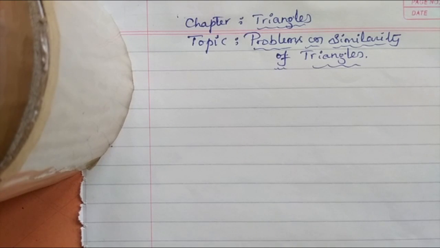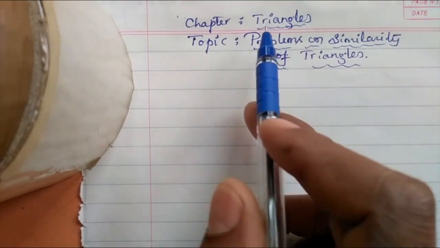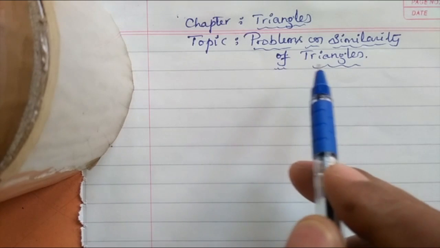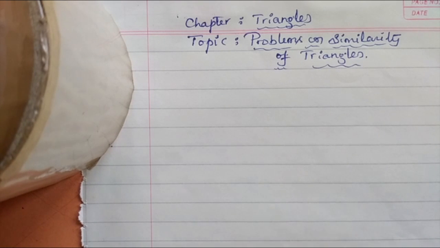My name is Vishwanath. Today's class chapter is triangles. In that, the topic is problems on similarity of triangles. In my last class regarding the similarity of triangles, I taught you the meaning of similarity between two triangles compared to the congruence of triangles.